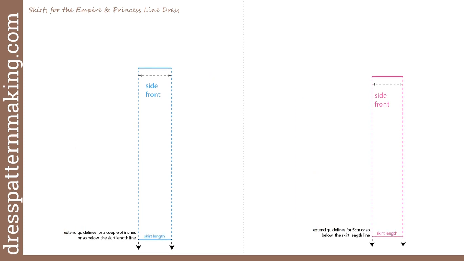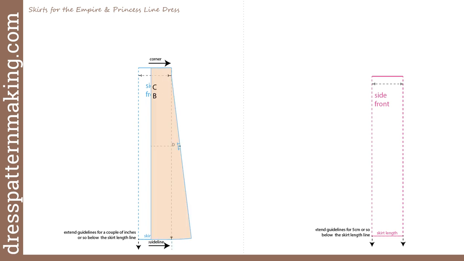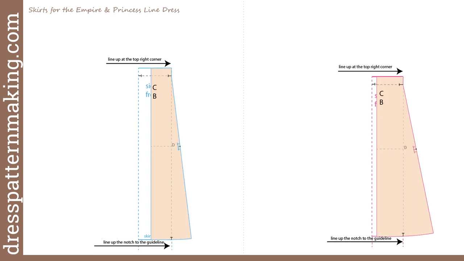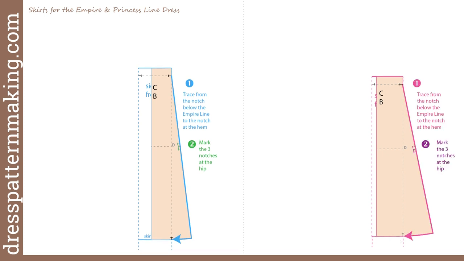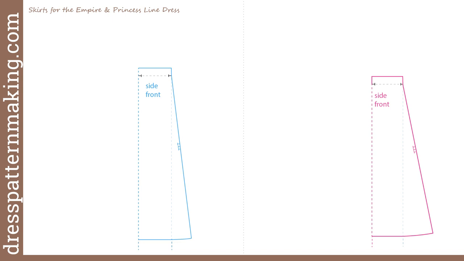Extending the vertical guidelines below the skirt length line. Bringing in the centre back pattern piece, matching it up at the empire line at the top right hand corner. Lining the notch up with the extended guideline at the hem and tracing the side seam, remembering to mark the notches at the hip. The right hand side seam is done.